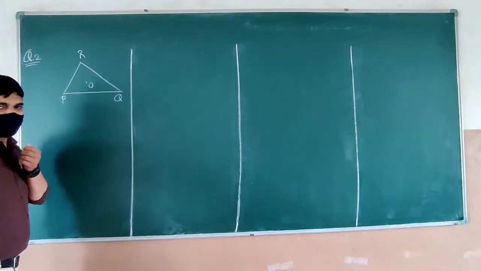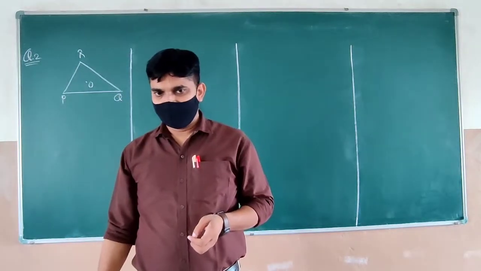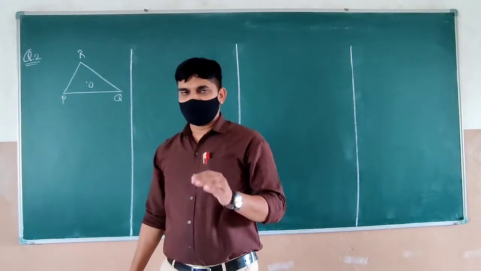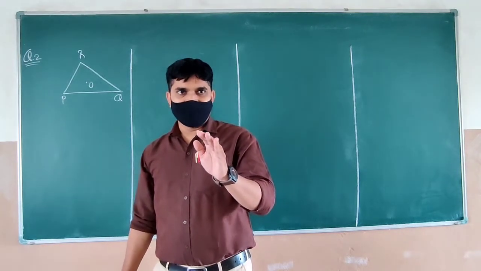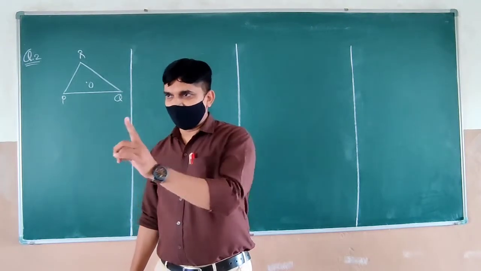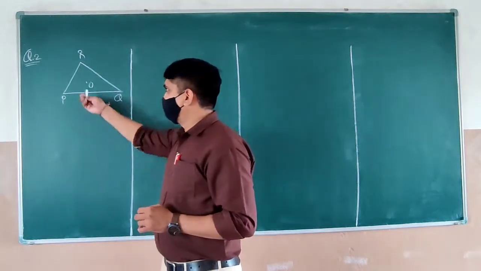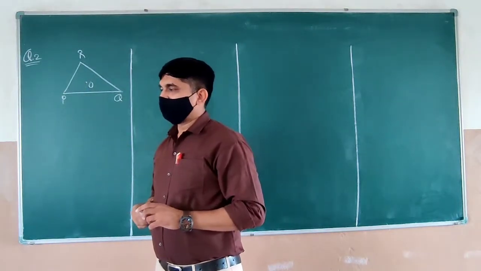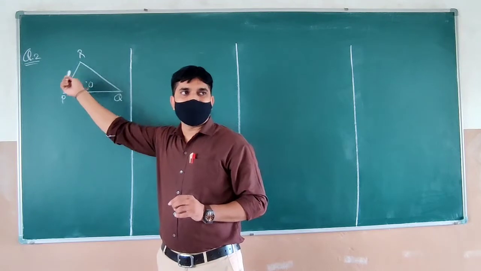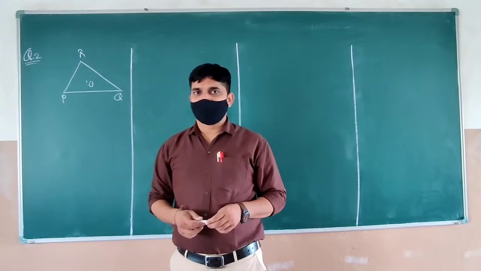Now, this question. Read out the question. Take any point O in the interior of a triangle PQR. One person at a time. Take any point O, not 0. Take any point O in the interior of the triangle. Interior means inside the triangle.